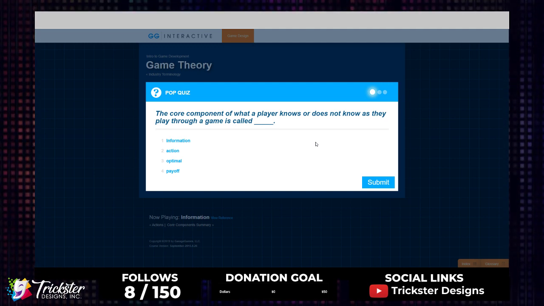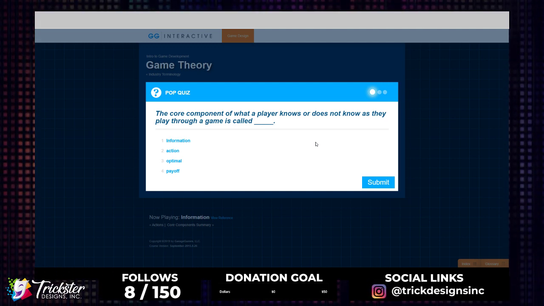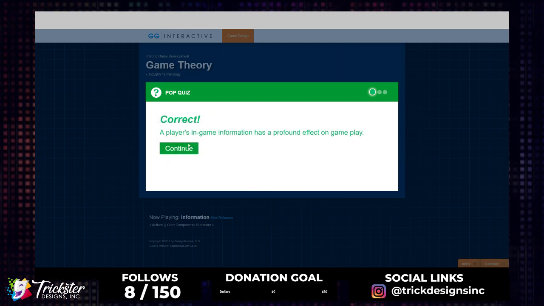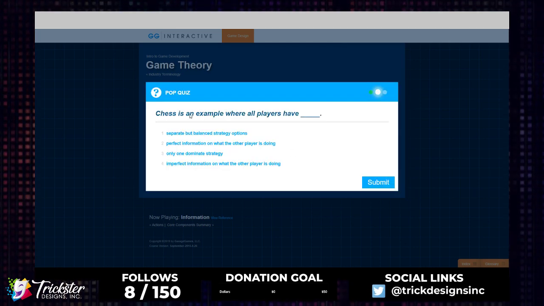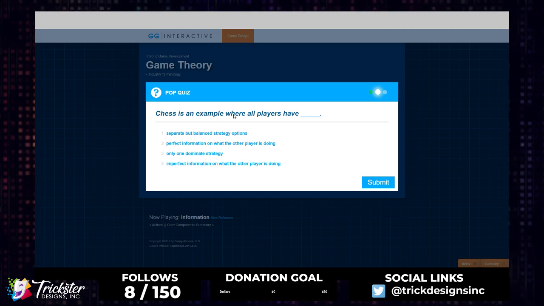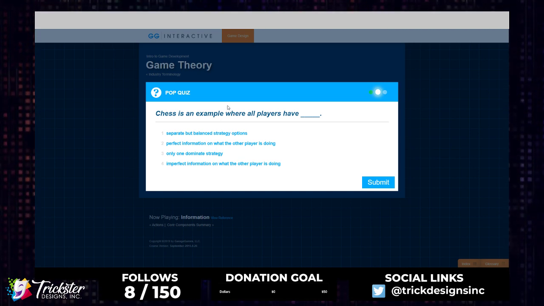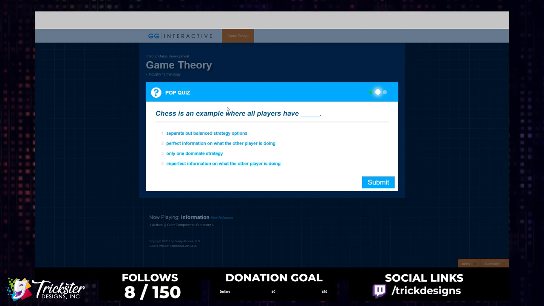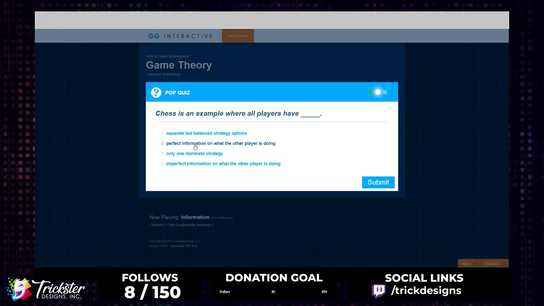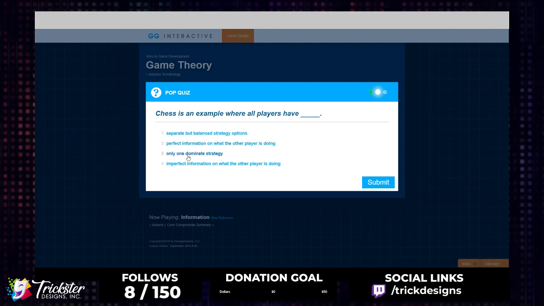The core component of what a player knows or does not know as they play through the game is called information. Chess is an example where all players have separate but balanced, perfect information on what the other player is doing.